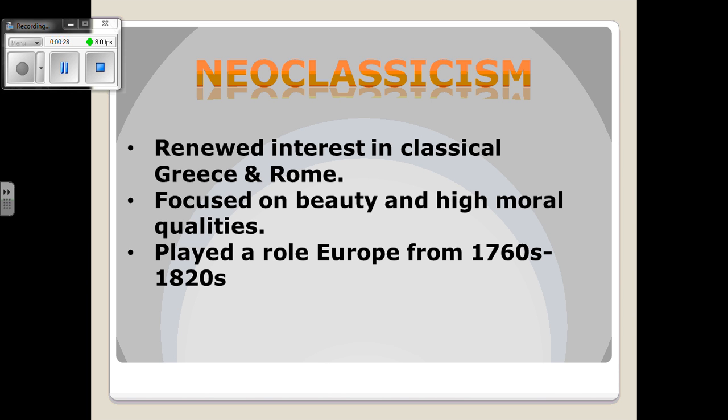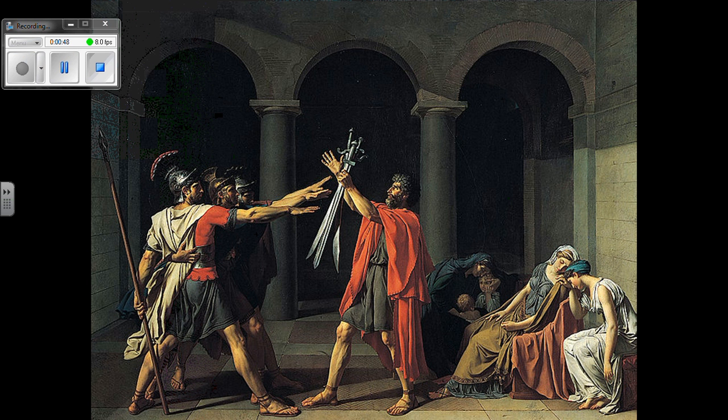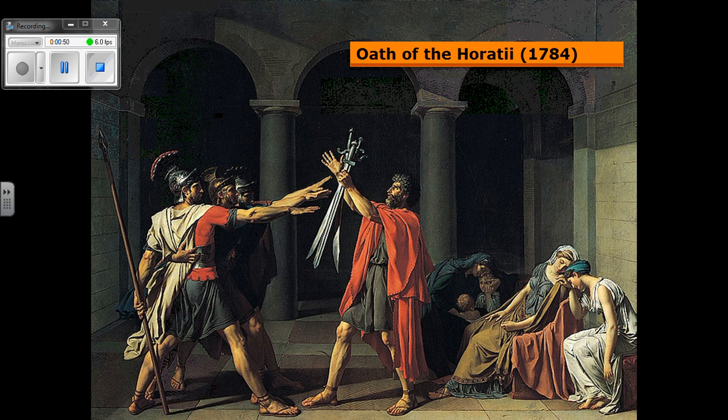with this. A lot of the buildings inside the Capitol, the White House, are among some of the more famous neoclassic architectures. But the paintings are going to focus on beauty and high moral qualities, and this played a role in Europe from the 1760s to the 1820s. Our first neoclassic piece, one of my favorite, this is called the Oath of the Horatii.